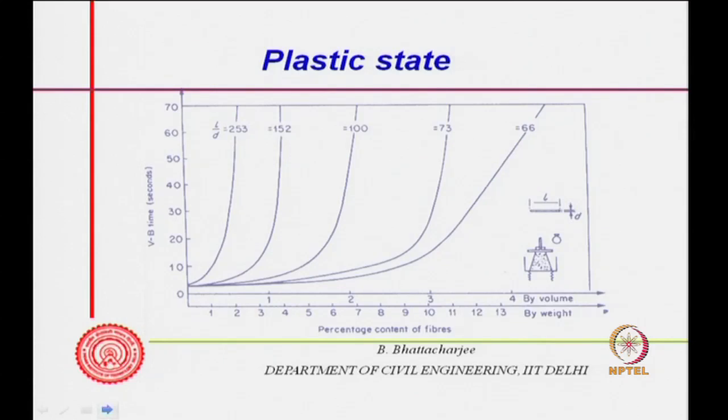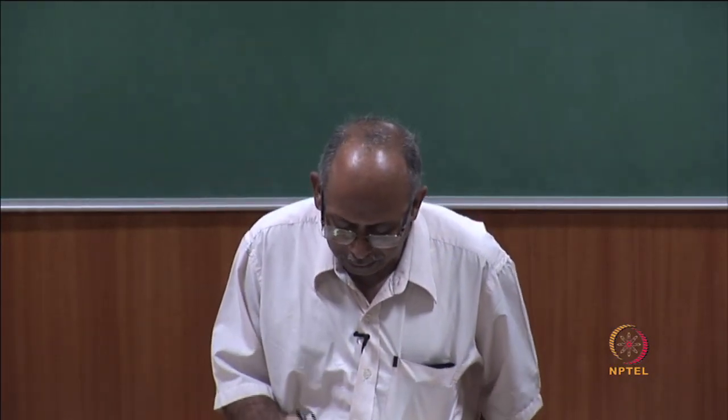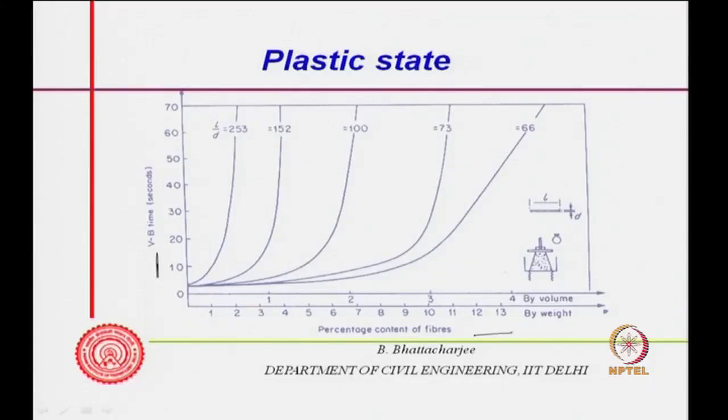Now, in the plastic state, normal fiber concrete we have to test only by the VB test, because the slump will be very low. What is seen is that VB time tends to increase with fiber content, depending upon L by D. For higher L by D, the VB time is highest; this is the highest L by D, and this is the next, and so on.